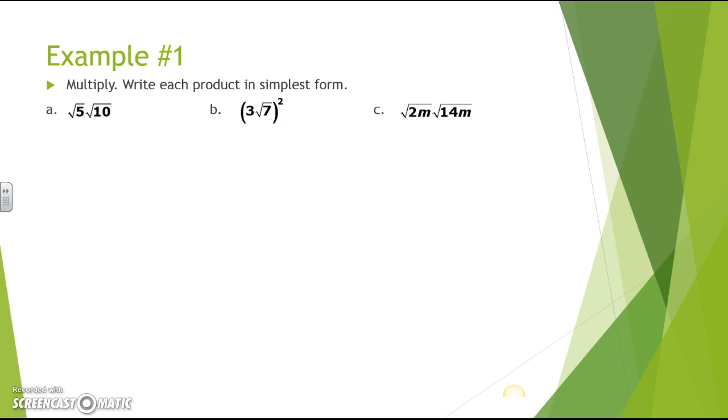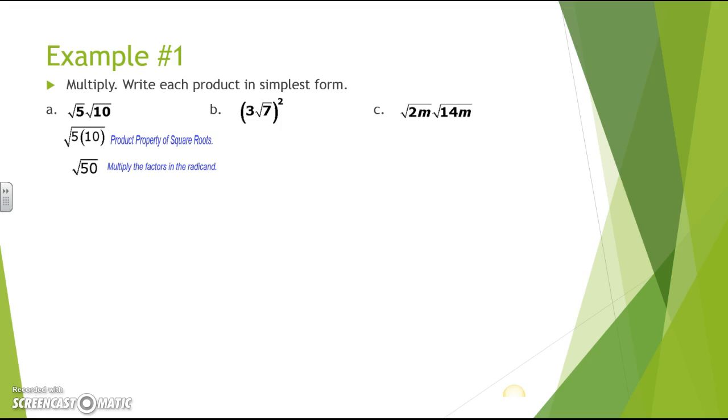Write each product in simplest form. So the first thing you're going to look at is you have the square root of 5 times the square root of 10. And you're going to use the product property of square roots. So what you're going to do is multiply square root of 5 and square root of 10. So you take the square root of 5 times 10, which, under the radicand, is going to give you the square root of 50.